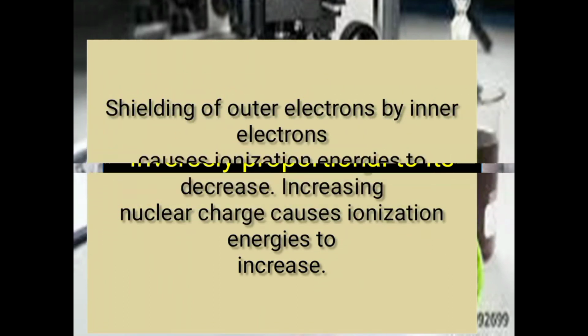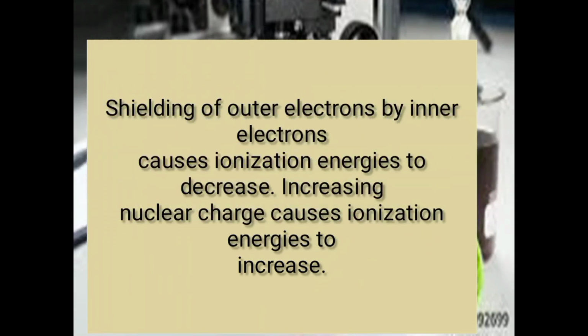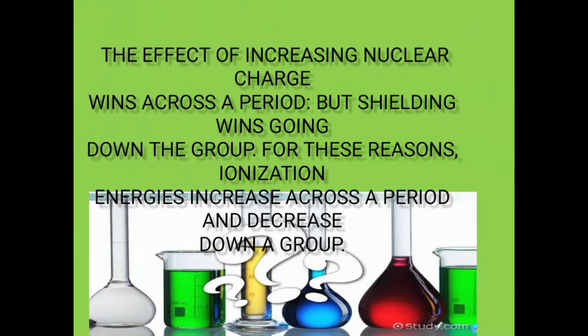Then the fifth one, which comprises two sections. This is the first section: shielding of outer electrons by inner electrons causes ionization energies to decrease. Increasing nuclear charge causes ionization energies to increase. And this is the second section of it: the effect of increasing nuclear charge wanes across a period, but shielding wanes going down the group. For these reasons, ionization energies increase across a period and decrease down a group.